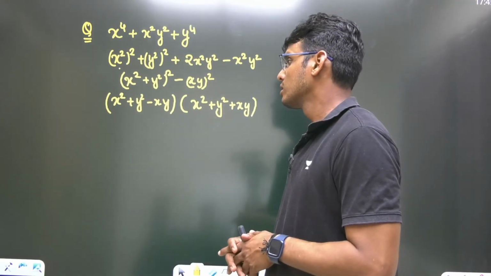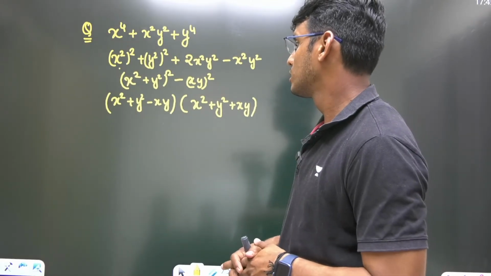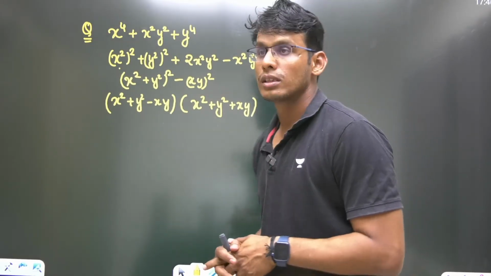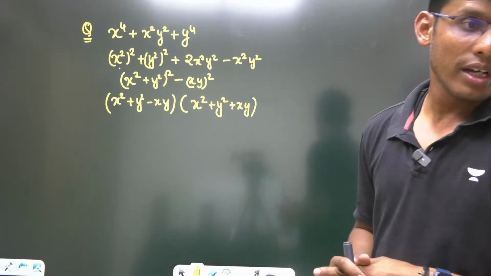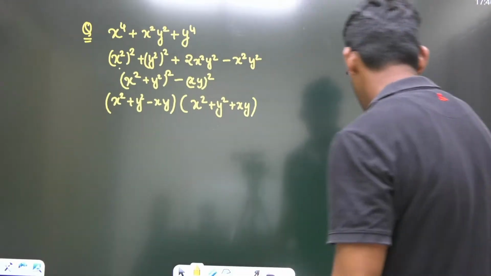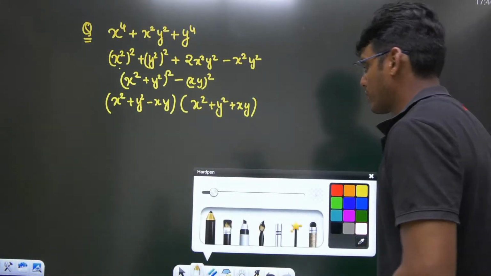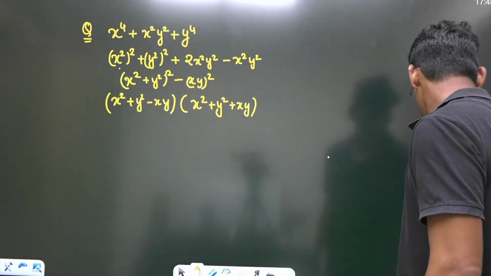Okay. x square plus y square minus xy. Perfect. So let's factorize one more expression. Okay.